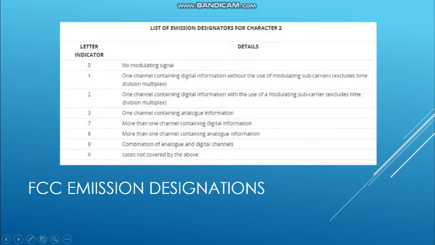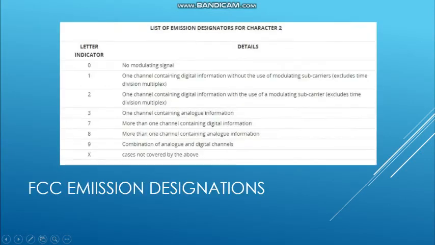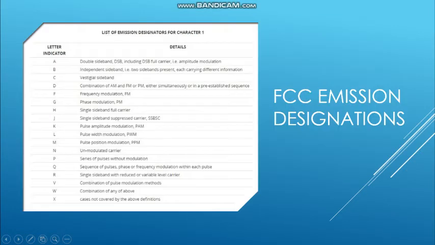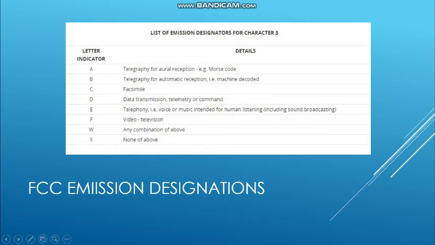So an example of these emission designators is if there is a given code like A3H, which means A for double sideband including full carrier, and 3 for one channel containing analog information. It means it is a double sideband full carrier containing analog information. And lastly, A3C, where C is for facsimile.